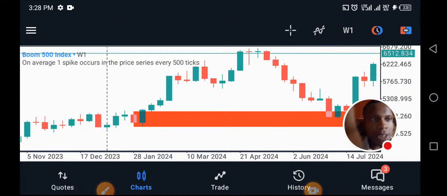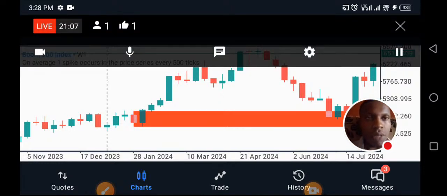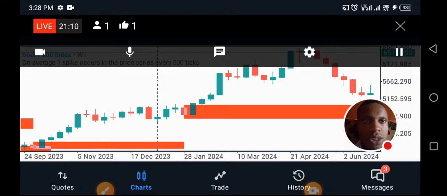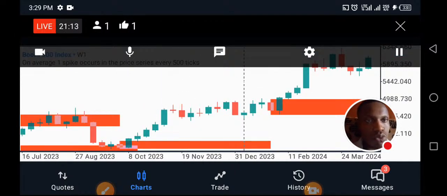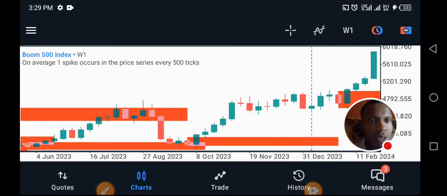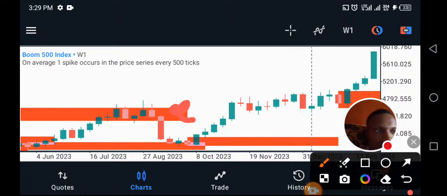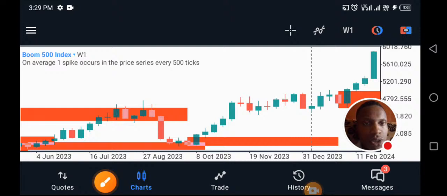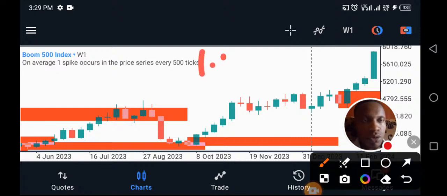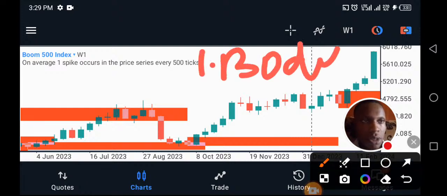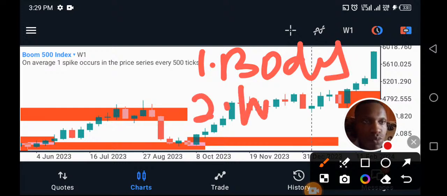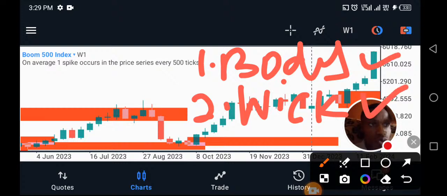Now if you look at the order block very well, you will notice that there are two things about this order block. I want us to note two very important things whenever you want to draw this particular red zone. The first thing is you want to look at the body of the candle, and the second thing, you want to look at the wick. So the body and the wick will help us to know how to draw our red zone.